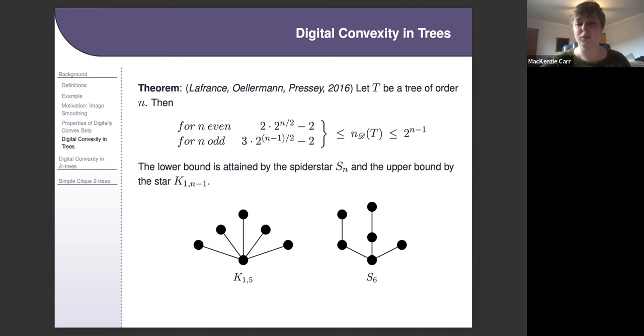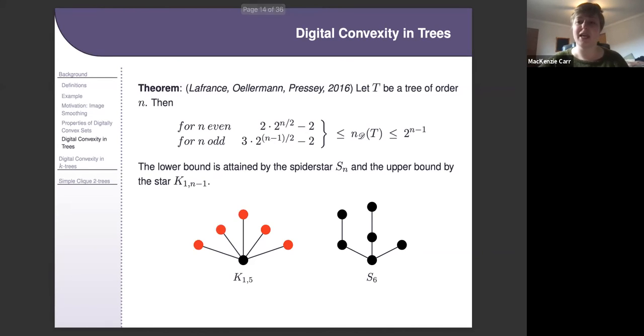So the spider star of order 6 is here on the right. And the upper bound is attained by the star of order n. So again, an example with 6 vertices here on the left. So we can see the upper bound, how that comes into play in these stars, by looking at what the digitally convex sets are in this graph.